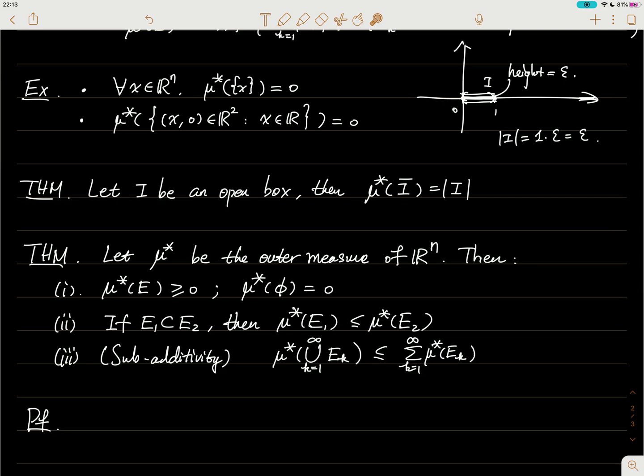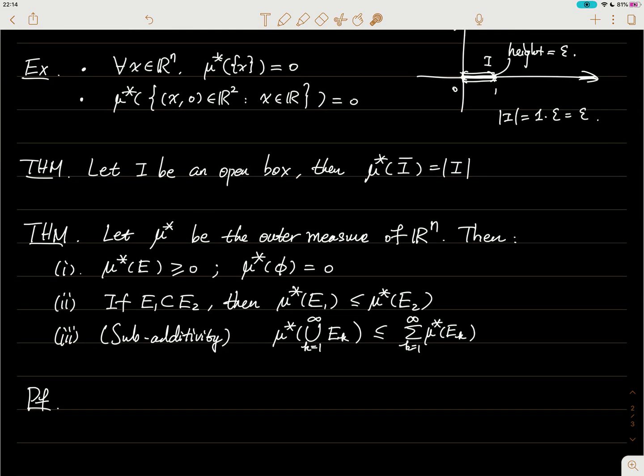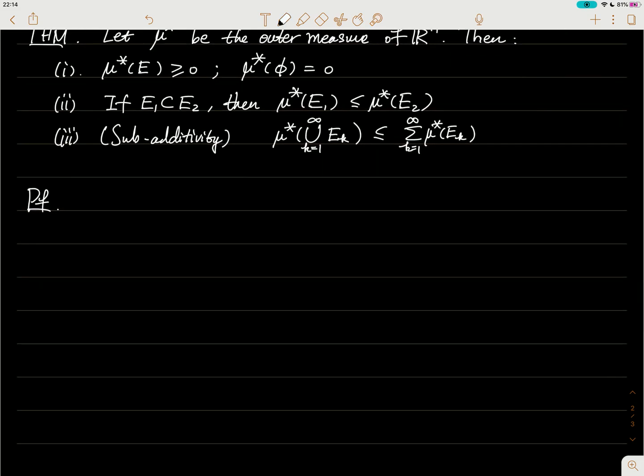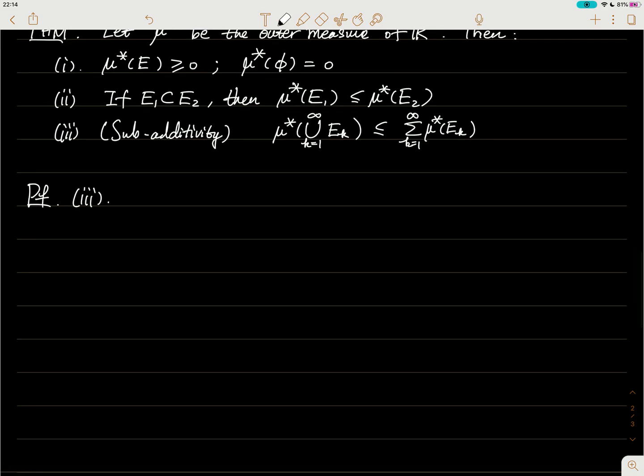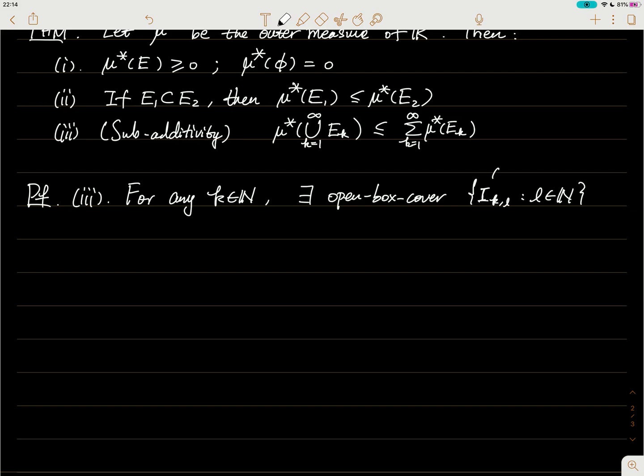The most tricky one is the last one, subadditivity. To show this, I'm just going to show you number 3. So to show this, for any k, I'm focusing on Ek. For each Ek, I know that there exists an open box cover, which I denote by I_kl, where l is in N. The k is for the Ek, and this I_kl is the open box.